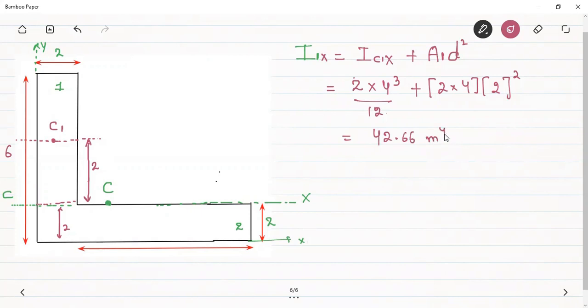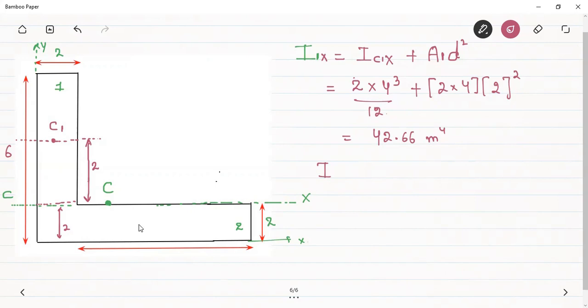This is the moment of inertia of the first rectangle about the centroidal x-axis of the complete L section. I would also recommend that students check the calculations themselves as well. There might be some error, so they can check themselves.